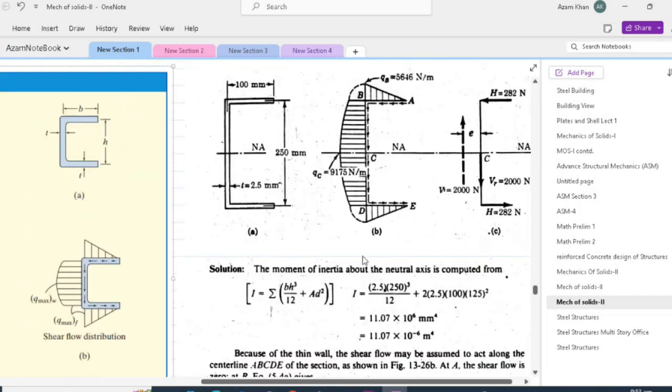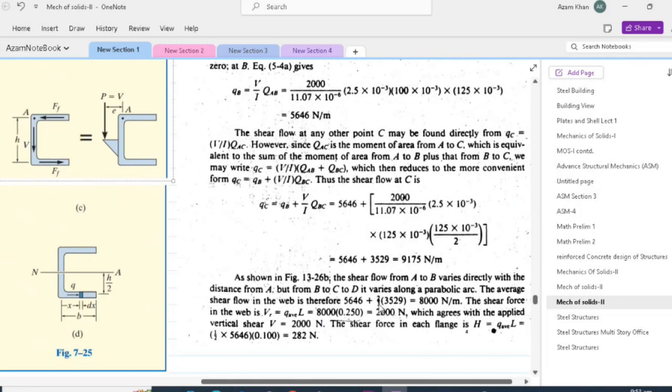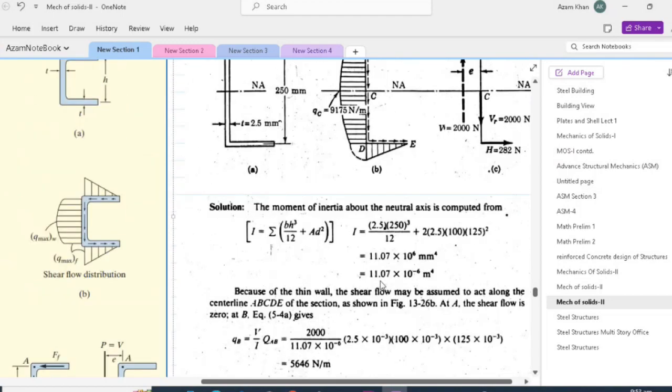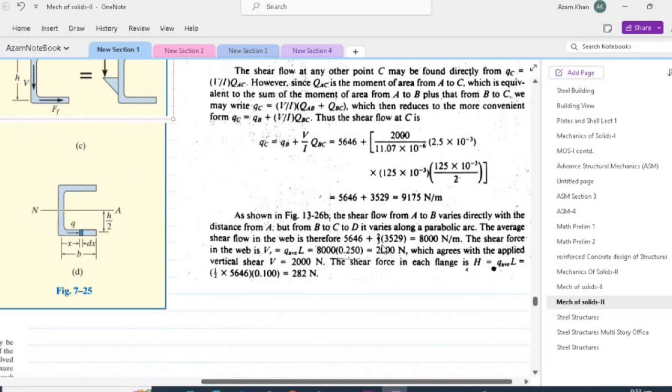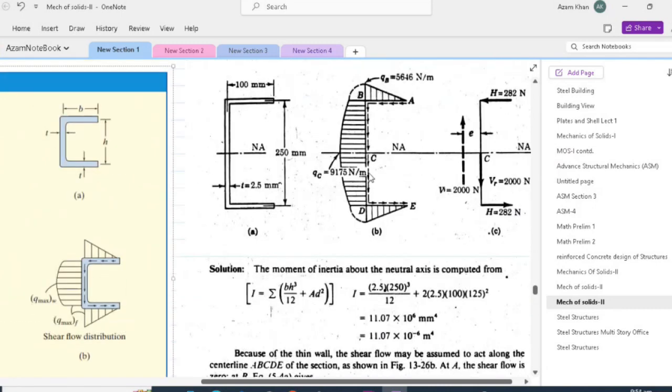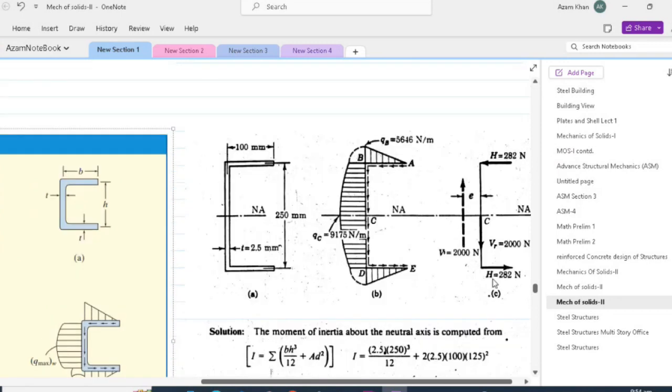Remembering that the shear flow in BD is actually parabolic and 2 by 3 is the average of parabola. So 5646 is a continuous shear flow in BD, and 2 by 3 of 3529 is actually the average excess, and we can repeat and determine the force in DE is equal to 282 Newton.